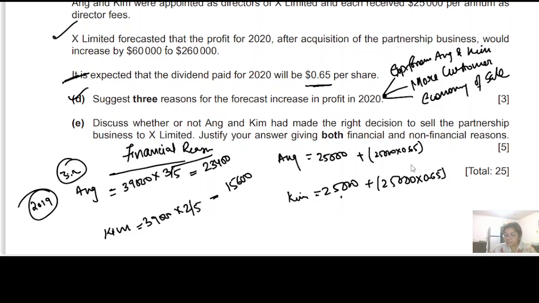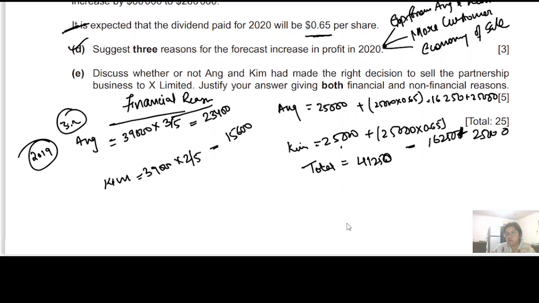After calculating this, 16,250 plus 25,000, and the same for the other, 16,250 plus 25,000. It means the total is 41,250 each. So this is the expected income for both. Now we have to compare the values.